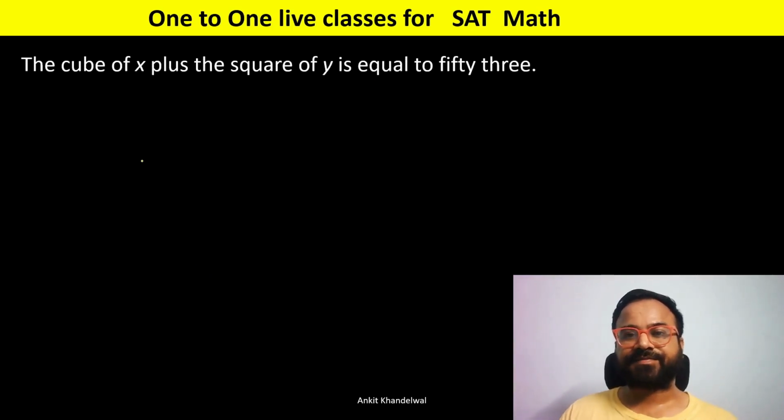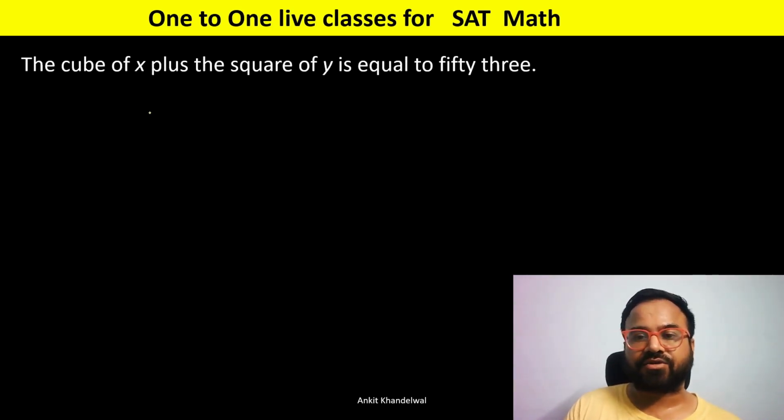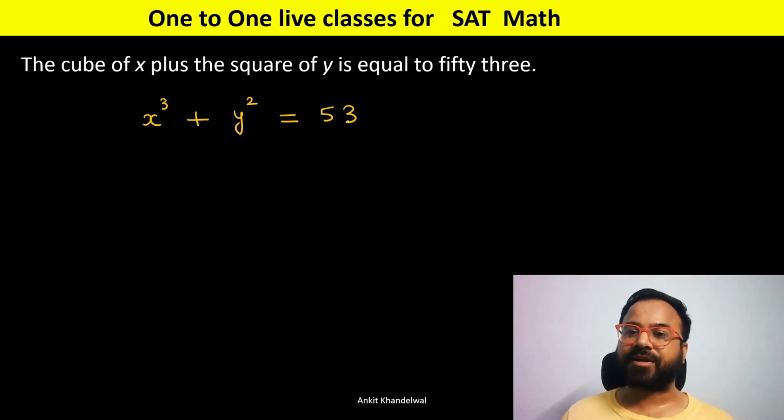Now you try this. Cube of x plus the square of y equals 53. Cube of x means x power 3, plus square of y, is equal to 53. This is the particular equation.